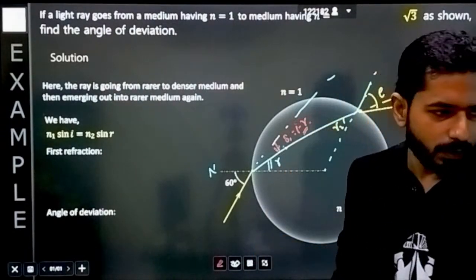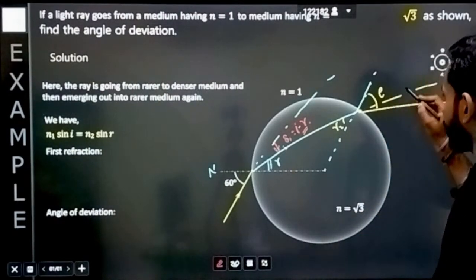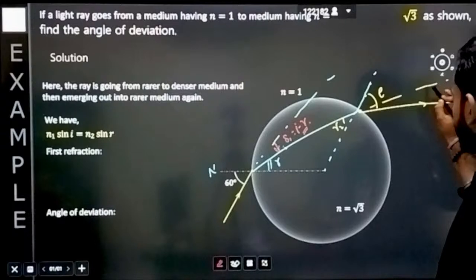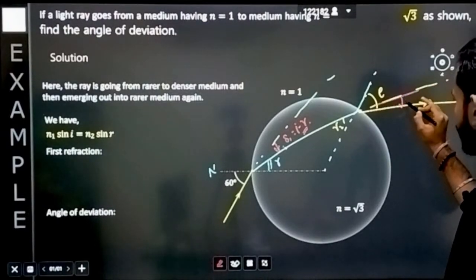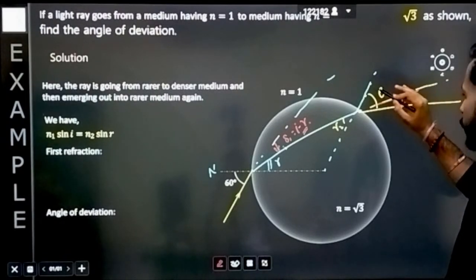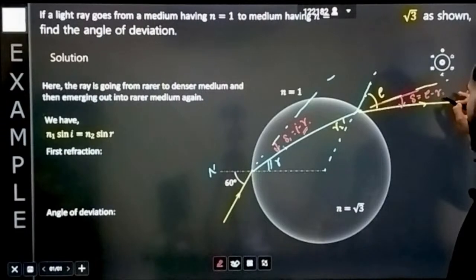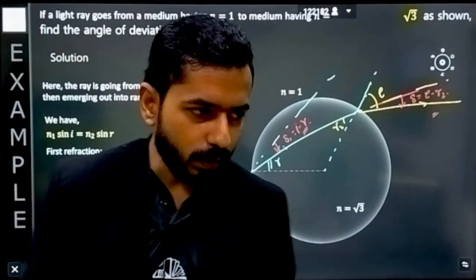Either directly memorize the formula, or use your brain. Both are the options. Second point. Here is the original ray where it was moving, but it has bent by some angle, and that bending of angle is called deviation. And here I will be writing whichever is greater: E is greater, so E minus R2. Now I have created the complete basic outline, and now we are going to solve this question.